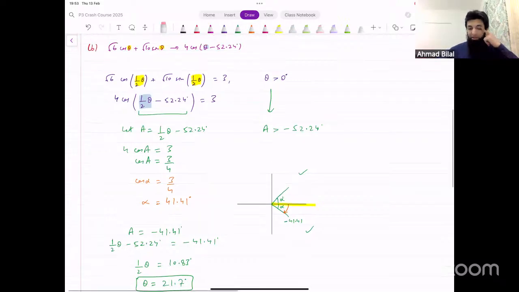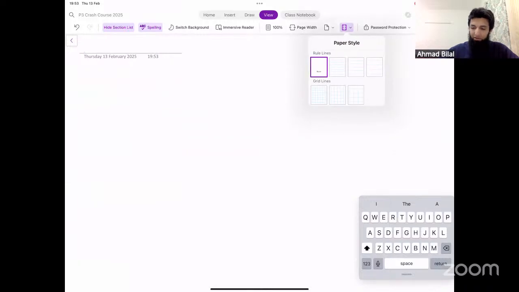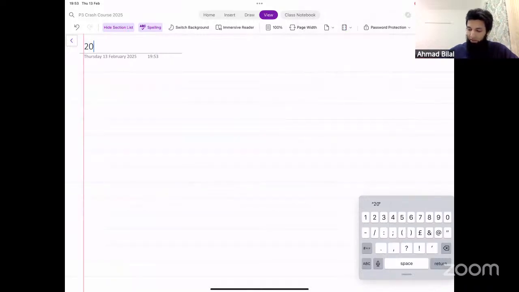Okay, let's look at the next one. This was question number 17 from the worksheet. The next one you're saying is 20.